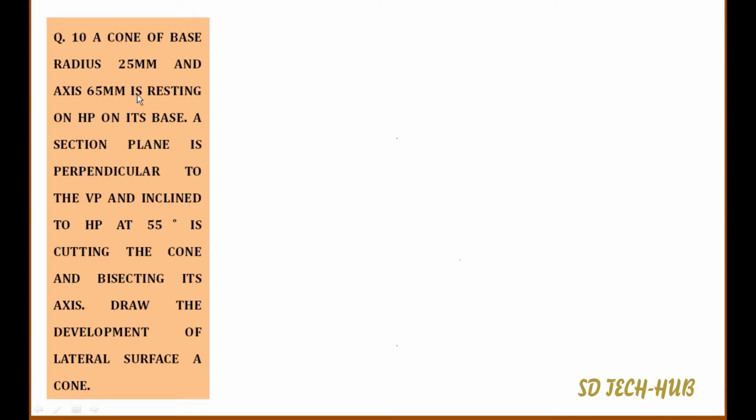So with this given dimension, we will construct its front view and the top view. We will start from the top view first because the circular base of the cone will be visible in the top view. So start with the XY line. This is a reference line between the vertical plane and the horizontal plane, which shows the front view and the top view of the cone respectively. So we will start with the top view.